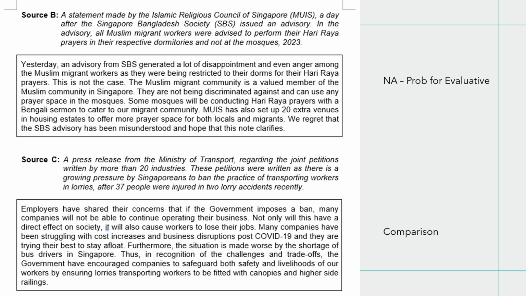Source B. Source B, wow. The MUIS respond so quickly to the Muslim migrant community. Well done. And they are also accepted to pray in the same space as Singaporean Muslims in the mosque. So good. They are well treated. The authorities will always stand up for them when anything bad happened to them.